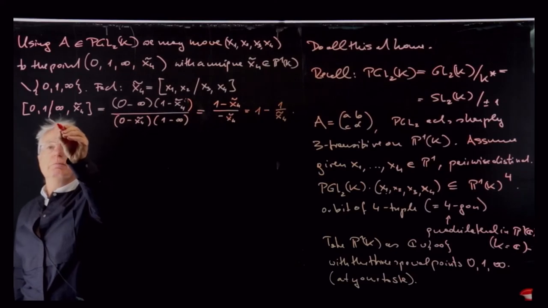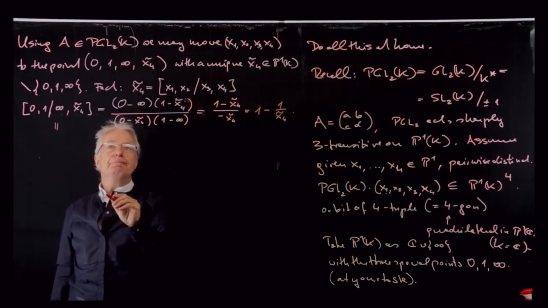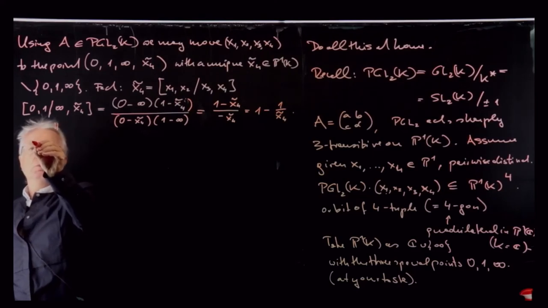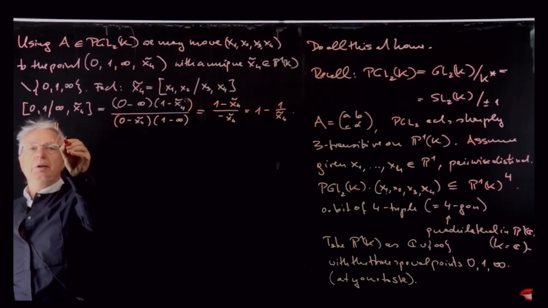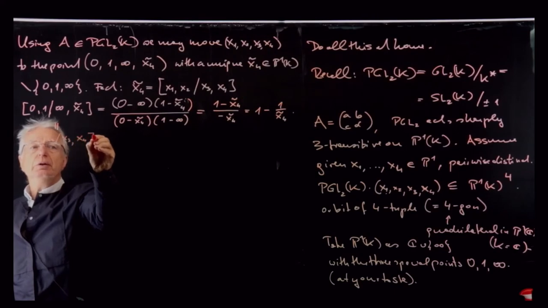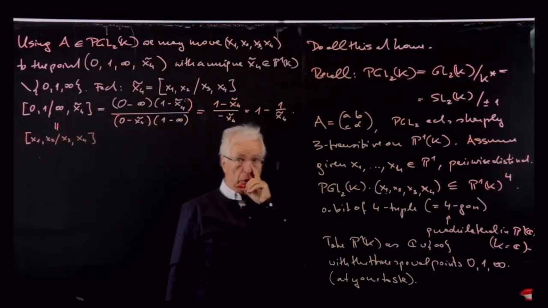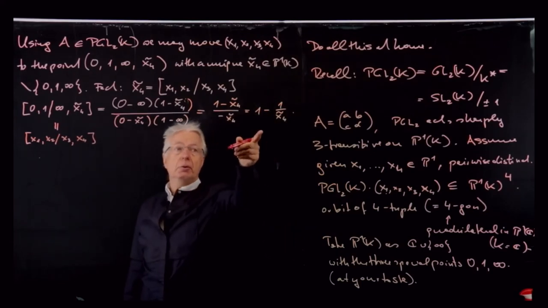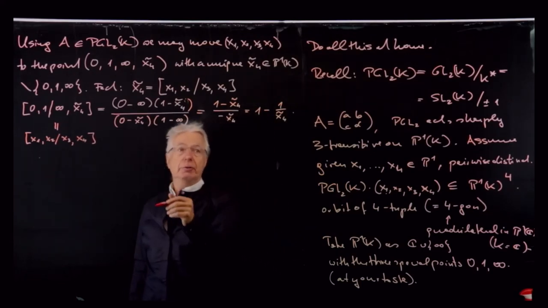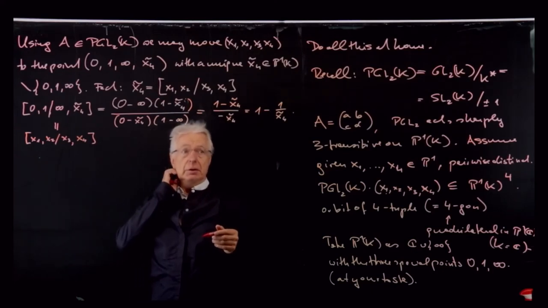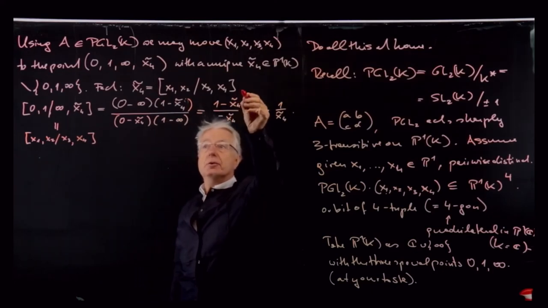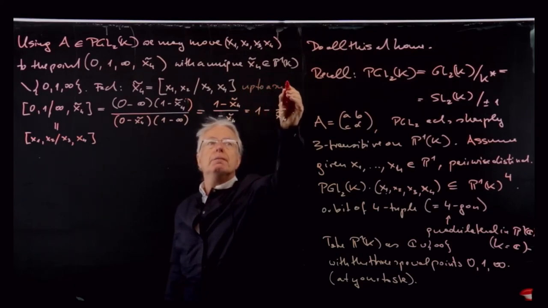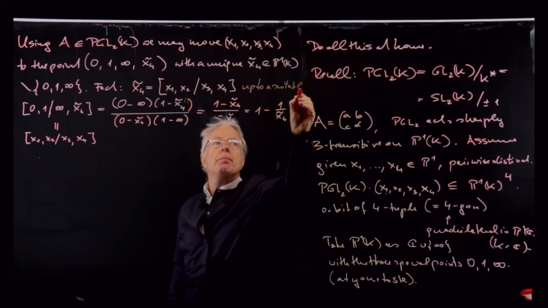So this is the same as the cross ratio of x1, x2, x3, x4, no? Because in the orbit we have the same cross ratio. So now you can compute x4 tilde from this one, okay? So it's not precisely this, so we have to take here up to a suitable permutation.